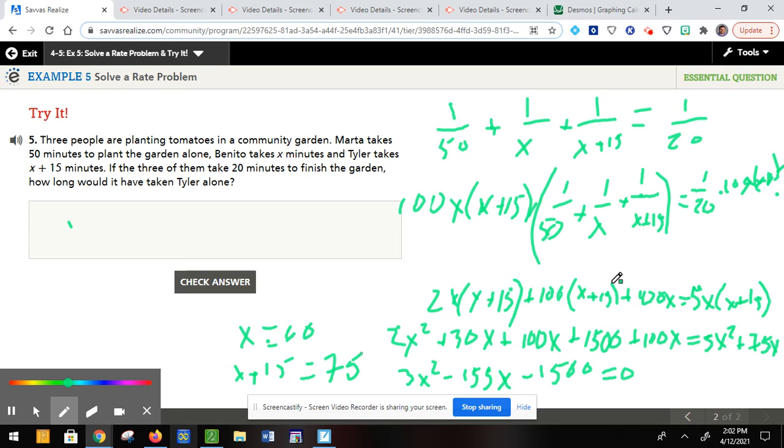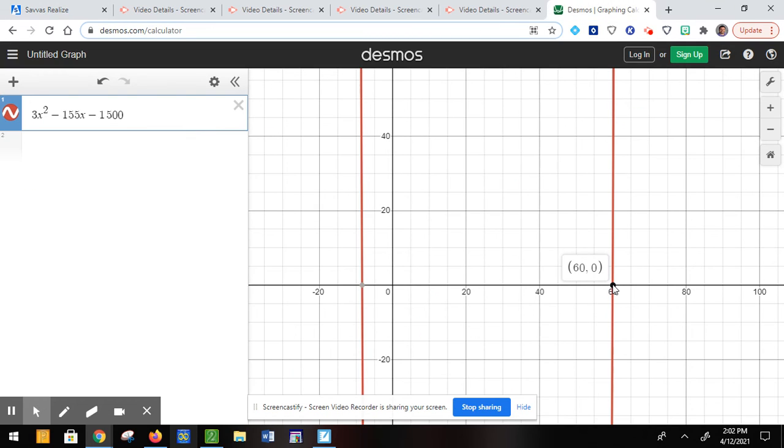100x times x plus 15. When you multiply it through, you get all of this. When you simplify it out, it's going to be a quadratic. So I moved everything to the right side, and I got 3x squared minus 155x minus 1,500 equals 0. I solved that by graphing. I suppose you could have solved it by factoring, but I chose to graph it as fastest.